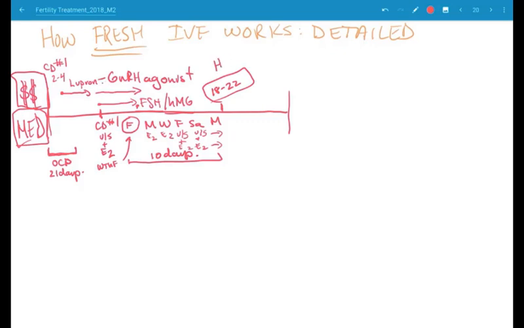So their trigger shot is an HCG trigger that, again, is usually a urinary product that looks like LH. 36 to 48 hours later, we'll do the egg retrieval. Now, the reason we give the HCG is not because we want them to ovulate, but because we want meiosis to resume. Remember, we talked about that previously.